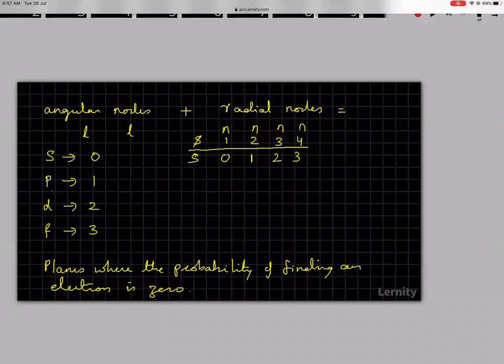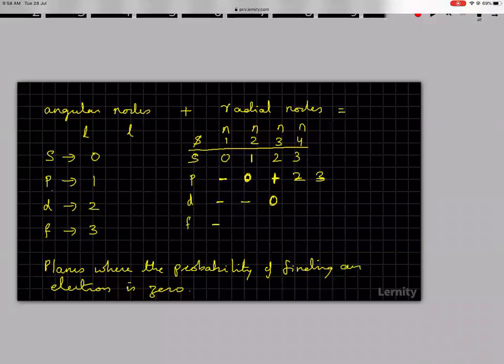0. In case of P, in n is equal to 1, there is no P. Only here P starts. So here there are 0 radial nodes. Here there will be 1 radial node, 2 radial nodes, 3 radial nodes, and so on. For D, there is no D here. Here there are 0 radial nodes.